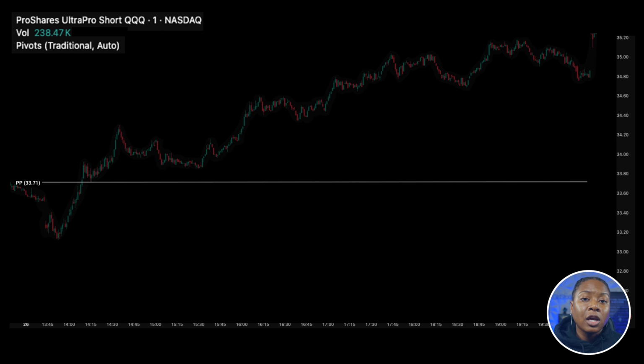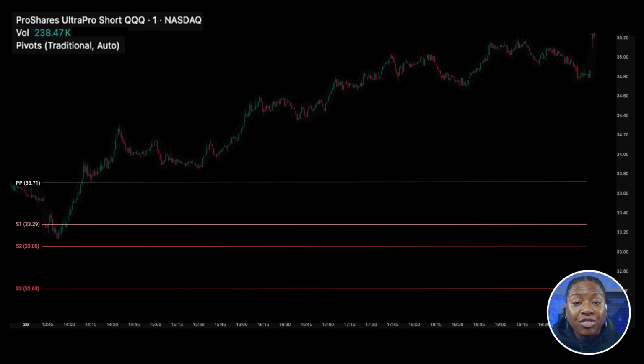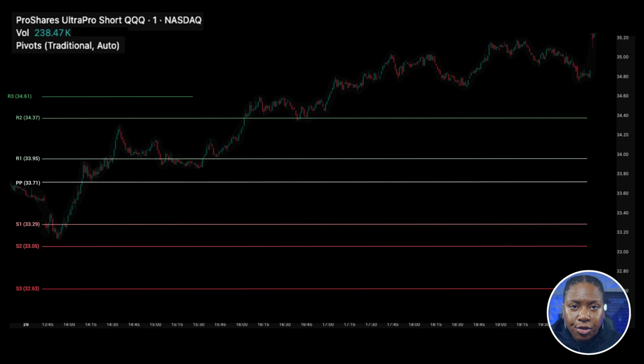Next, you're gonna see your support levels, S1, S2, and S3. You might start to see a slowdown or a complete stop and a potential bounce around these levels, and then see the price start to move back up. Then you have your resistance levels, R1, R2, and R3. And these are gonna be your resistance levels.